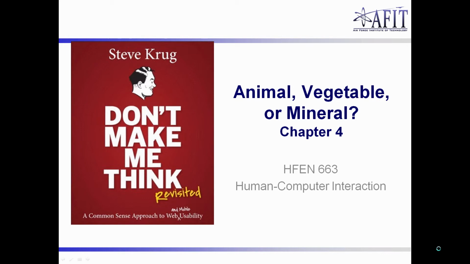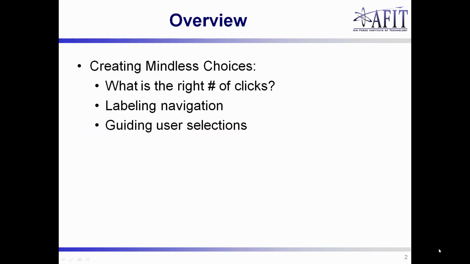This video is titled Animal, Vegetable, or Mineral and covers Chapter 4 from Steve Krug's Don't Make Me Think Revisited. In this video, we're going to cover creating mindless choices. Specifically, we'll talk about the right number of clicks, labeling navigation, and guiding user selections.